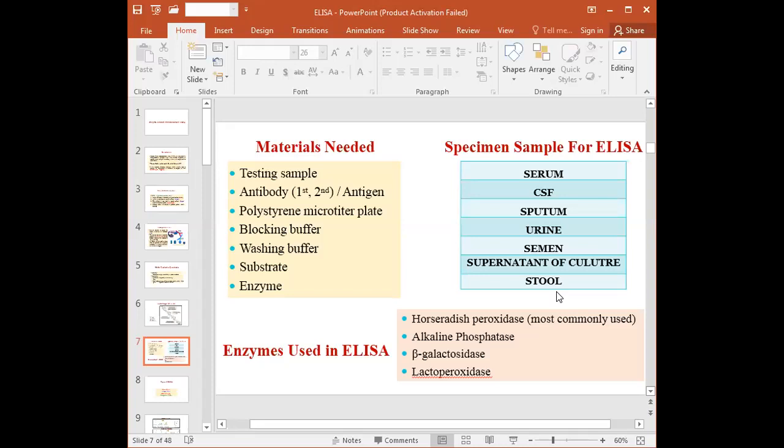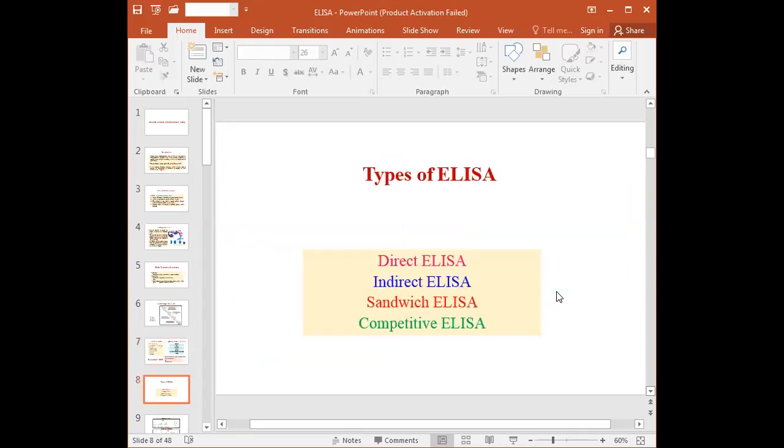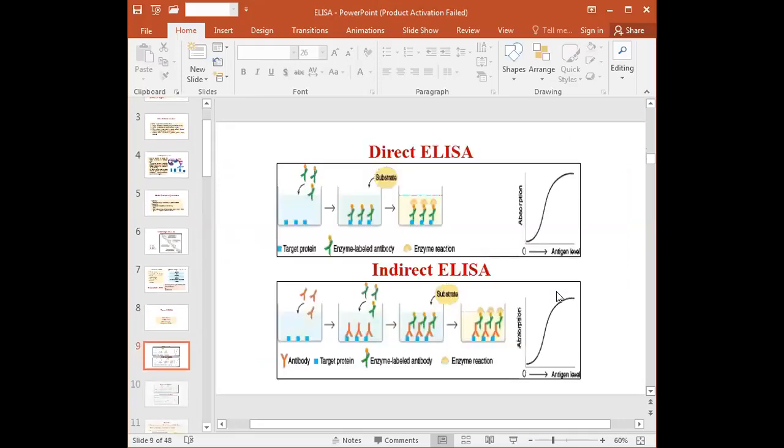So here, 3 or 4 types of enzymes can be used. Mostly we use peroxidase. Other than that, we can use alkaline phosphatase, beta galactosidase, and lactoperoxidase. Now there are 4 different types of ELISA: direct ELISA, indirect ELISA, sandwich ELISA, and competitive ELISA.